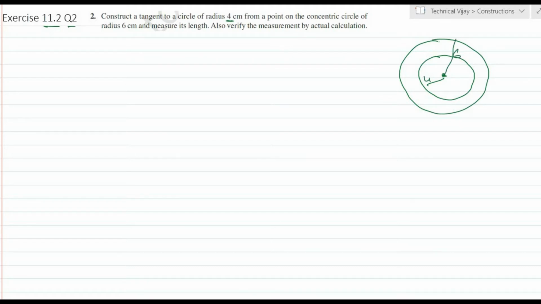Now measure its length. Here is a tangent to the circle, the tangent to the 4 cm radius circle, and this tangent we have to construct. Also verify the measurement by actual calculation, that is, the actual length of this one also we have to measure. So first, what we have to do? Construction: draw a circle. Here we will write the first steps.